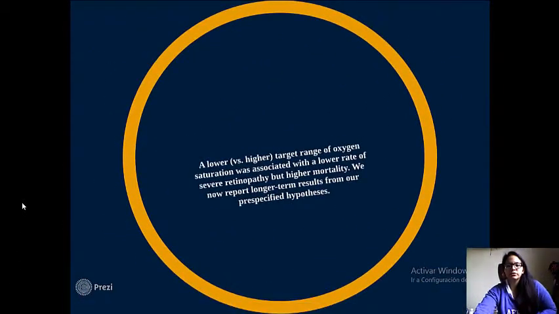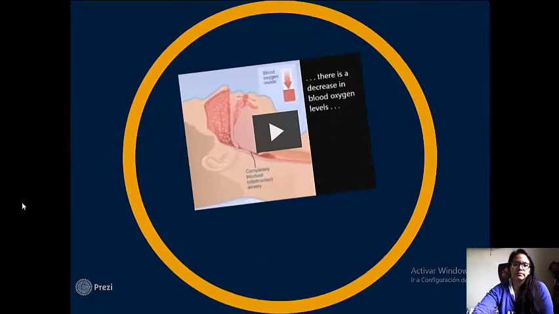A lower versus a higher target range of oxygen saturation was associated with a lower rate of severe retinopathy but higher mortality. We now report longer-term results from our prospective hypothesis.